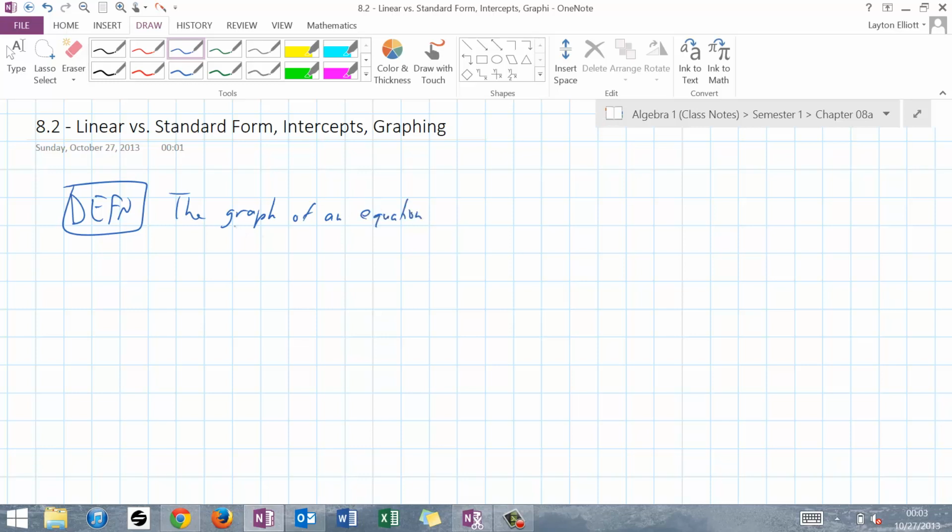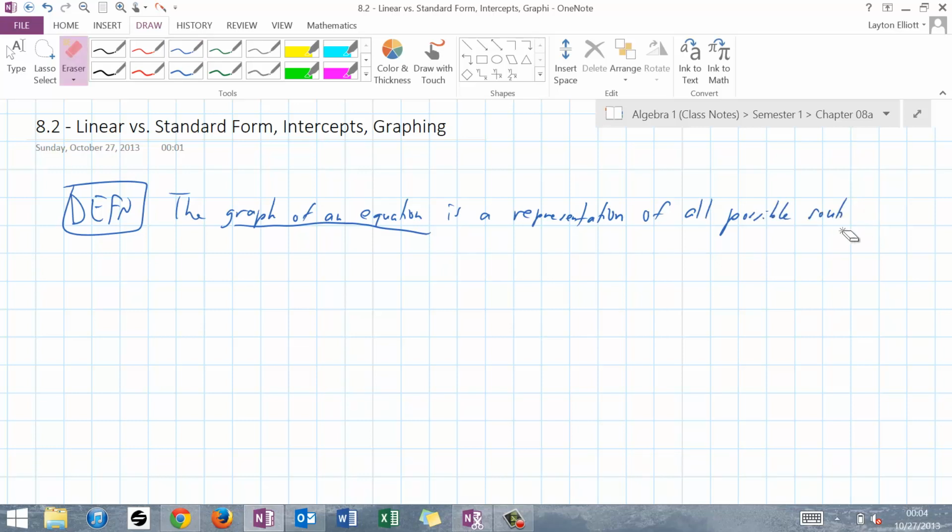The graph of an equation. I want you to take care in this because you need to know what you're doing when you're doing it. The graph of an equation is a representation, and by representation we mean symbolic representation of all possible solutions.